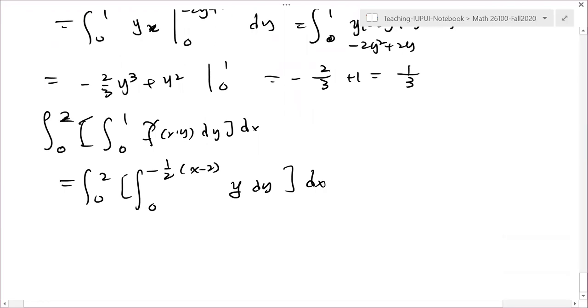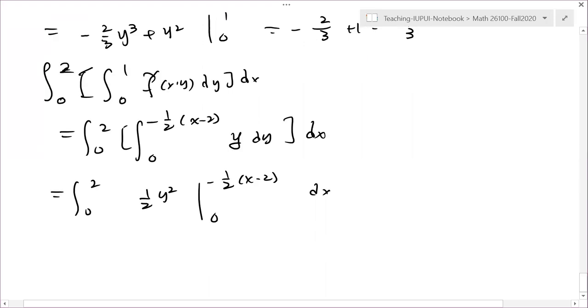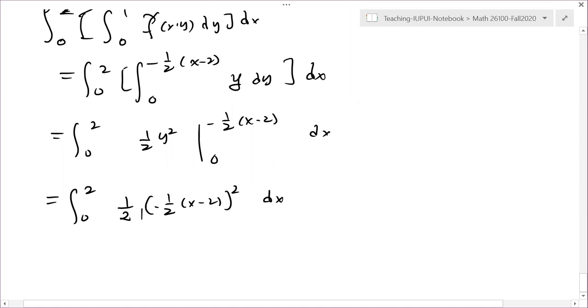Then the antiderivative of y with respect to y is half of y squared. Evaluate this at the endpoints. You have to square it. It's fine, square it. And this will be 1/2, negative 1/2, right? x minus 2 squared dx. So we will get, I think, 1/8. I'm going to put it outside. And x squared minus 4x plus 2 plus 4, right? And then evaluate this integral.